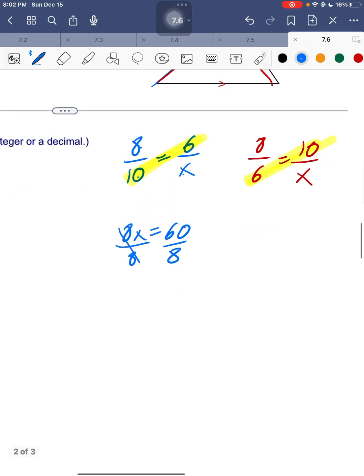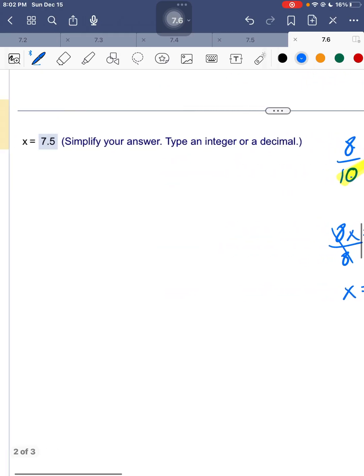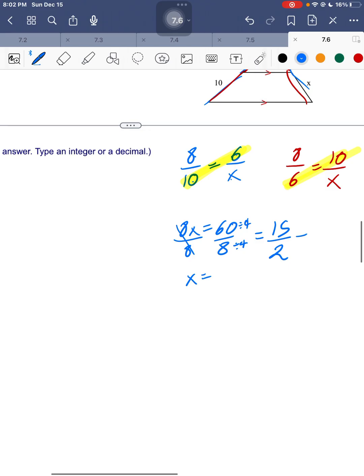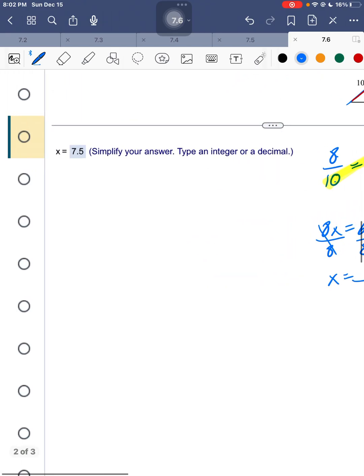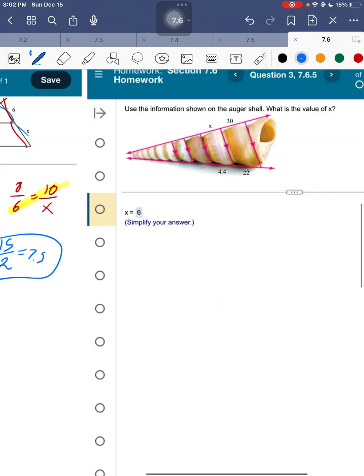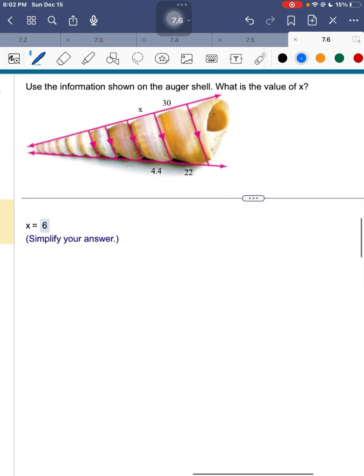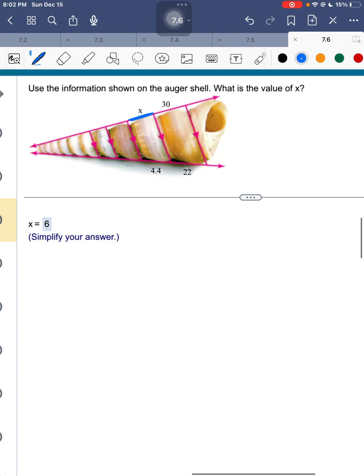So let's cross multiply. What's 8 times x? 8x. What's 6 times 10? 60. Divided by 8, divided by 8. 60 divided by 8 can be simplified. Let's divide by 4. 60 divided by 4 is 15, and 8 divided by 4 is 2. So the answer should be 15 over 2 or 7.5. Here they wanted you to put it as an integer or decimal, so you would have had to put it as 7.5. You could not have put 15 over 2.